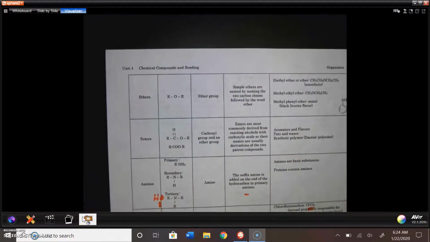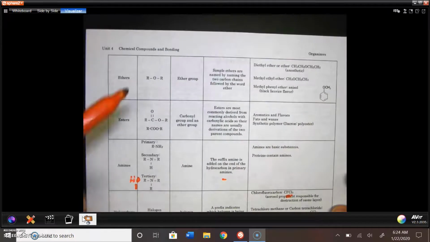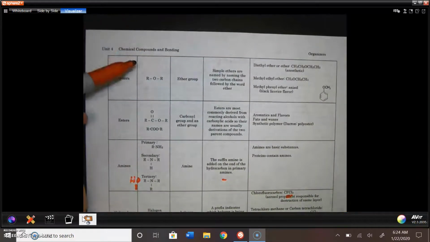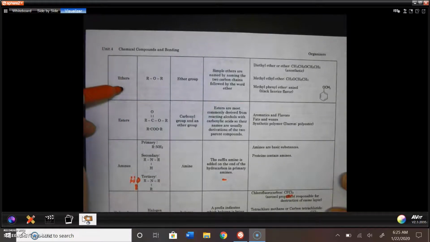Okay. Oh, shoot, my marker bled. So ethers are just an oxygen in the chain. So if you take a look at the example, CH3CH2O, CH2CH3. Okay. There's the oxygen in the middle of the chain. It's not sticking above. It's not attached to any particular carbon. It's just within the carbon chain. So those are called ethers.